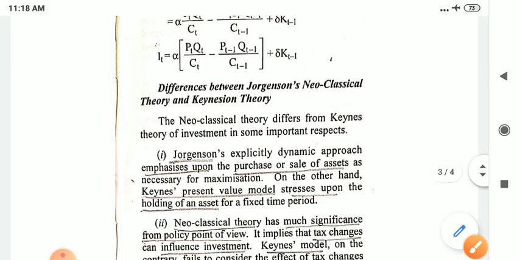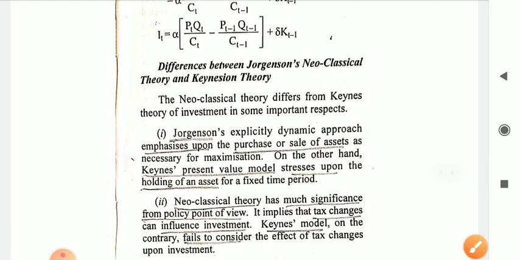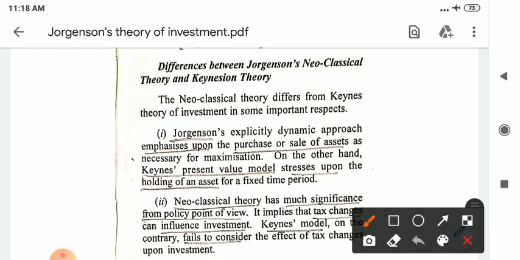Now we come to the differences between Jorgensen's neoclassical theory and Keynesian theory.